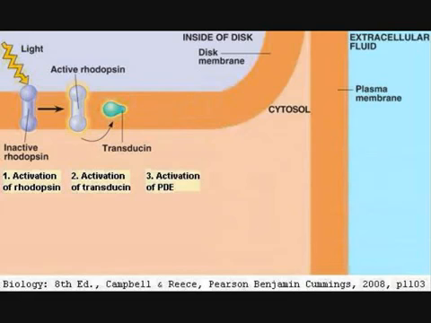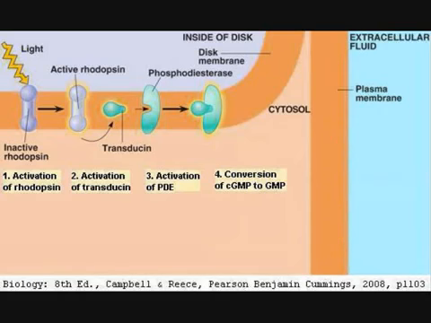The third step is activation of PDE. PDE stands for phosphodiesterase. It is an enzyme that cleaves certain phosphodiester bonds. The activated, that is the GTP-bound transducin, binds with PDE. This binding activates PDE.